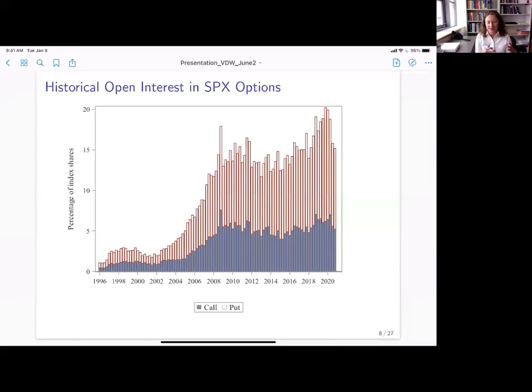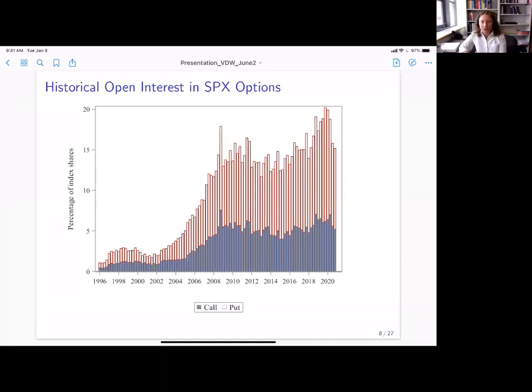Reporting this in terms of the number of contracts doesn't really change what you see in terms of the time series. So what we have here is the daily open interest average over each quarter, from 1996 to 2020. I want you to note three things. First of all, it has increased dramatically over the sample, more than 14 times. And the demand for index puts is substantially larger than that for index calls. That's partly the reason why we want to focus on puts.